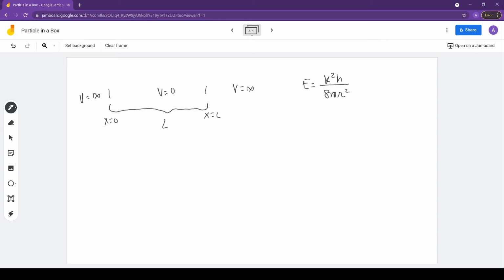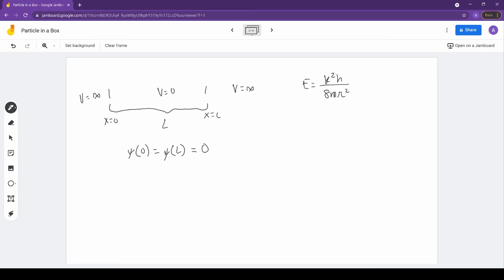There shouldn't be any probability that we find our particle at the boundaries of the box, because our particle must be confined to the inside of the box. So basically what this tells us is that our psi at 0 and our psi at L must be equal to 0. So let's see what this actually gives us.